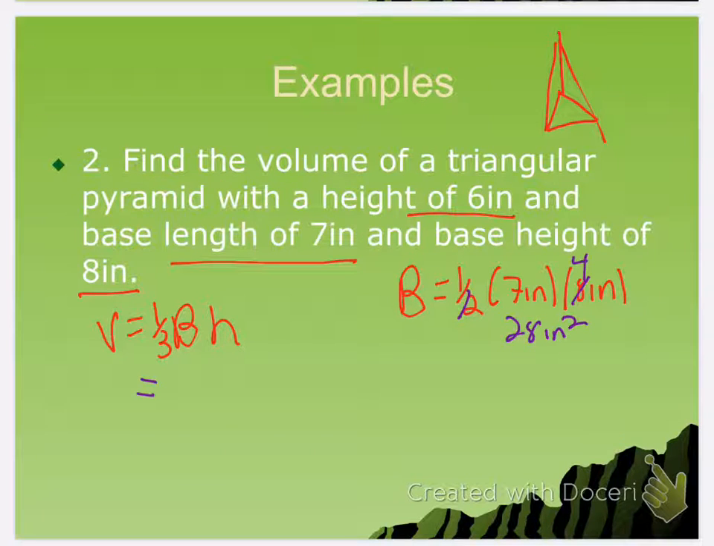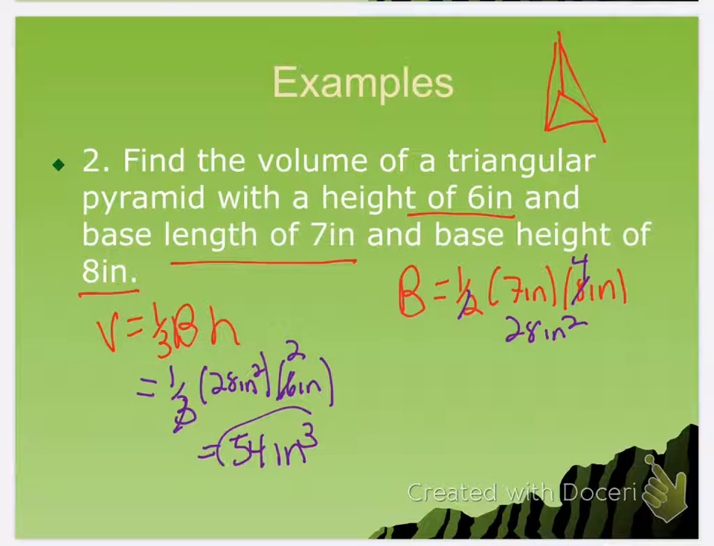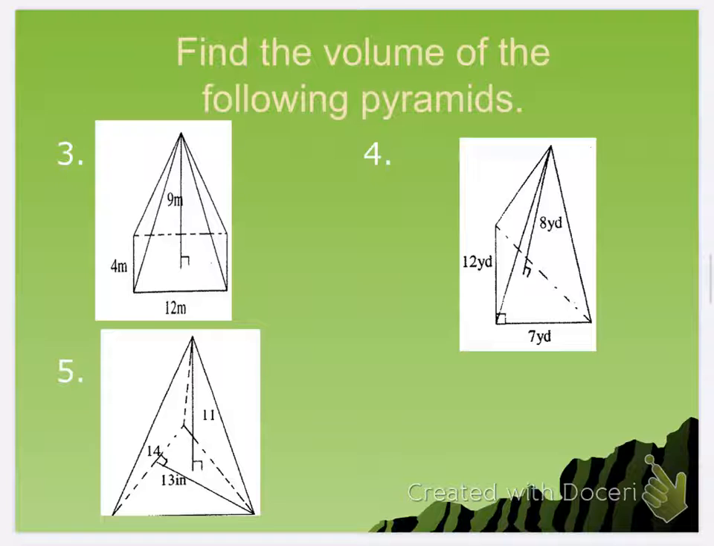So we come back over here. We end up with 1/3 times 28 inches squared times a height of 6 inches. 3 goes into 6 2 times. So I end up with 2 times 28, which is 56 inches cubed. Okay, and then we're back with finding the volume of the following pyramids.